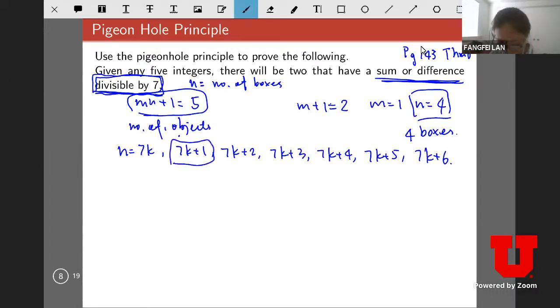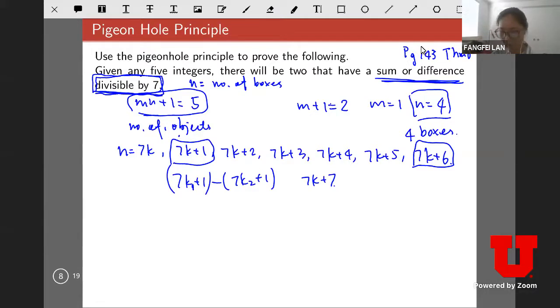If we pair up these two, then their sum becomes 7k plus 7 if they're different. And when they're the same, if you have two integers that are both in the form 7k plus 1, then you can have 7k1 plus 1 and 7k2 plus 1. So that would also be divisible by 7. All you want is to find ways to put the sums and differences together so that these two numbers give you something divisible by 7. So now we can put these in boxes based on the reasoning that I just gave.